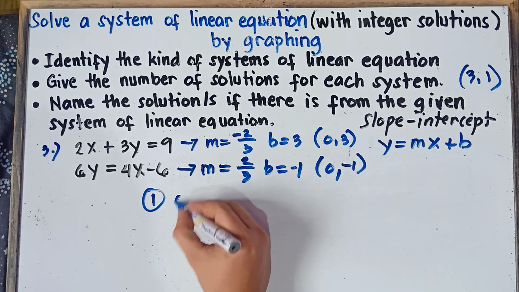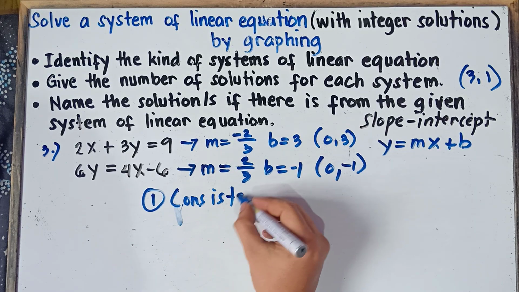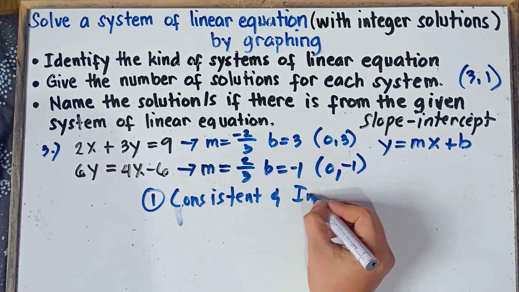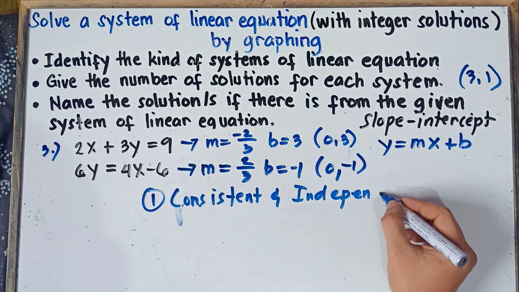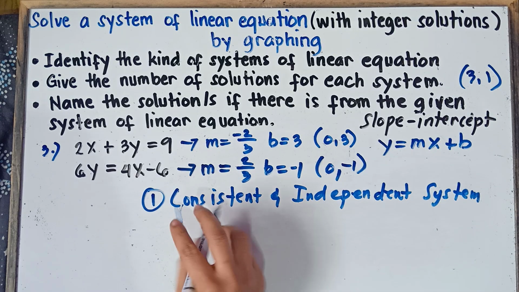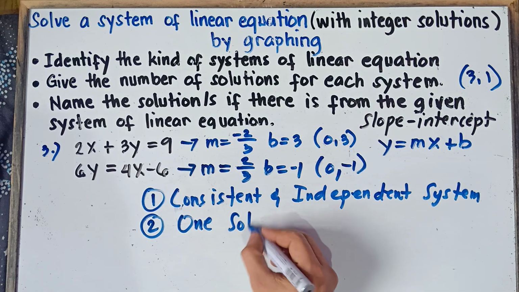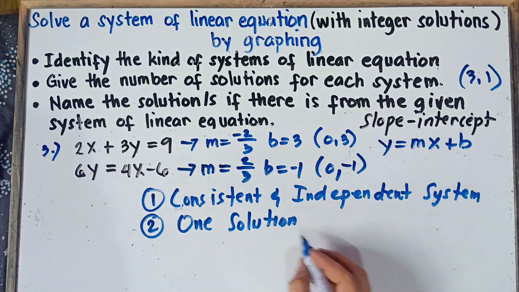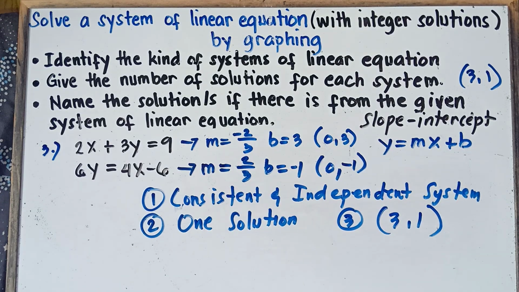So consistent and independent system, alright. And then the number of solutions, that's only one solution, the intersection. Alright, and then the solution, for question number 3, there will be 3 and then 1. That's it, class. All set. That's the answer, class, with regards to example number 3.